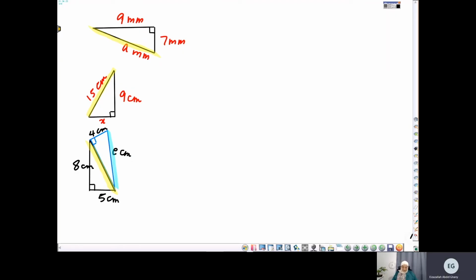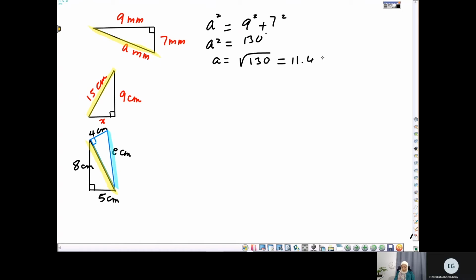The first one, before you start, you have to highlight the hypotenuse in order to concentrate. Are you adding or subtracting? In this case, the hypotenuse is required. So a squared is 9 squared plus 7 squared. A squared is how much? And then a is how much? Be faster than me. 9 squared plus 7 squared will be 130 centimeters. And then the square root of the answer equals 11.4 millimeters.